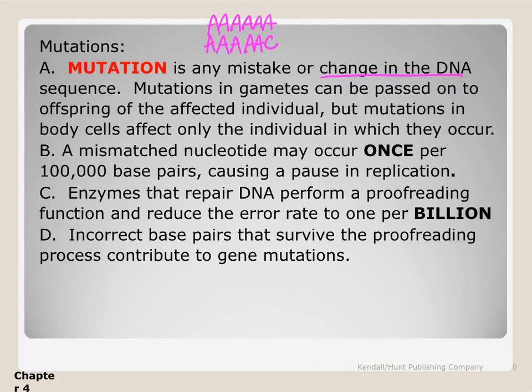So a mismatched nucleotide sequence can occur once per 100,000 base pairs. That causes replication to pause. So you have these enzymes that repair DNA. They proofread it and they repair the DNA. And so that reduces the errors to 1 for every billion base pairs. Then if you have any that survive the 1 per billion, that contributes to a gene mutation. Don't forget, you also have those checkpoints. You have a G2 checkpoint that's going to check for mistakes when DNA was replicated. But if it gets past all those things, then you have a gene mutation.